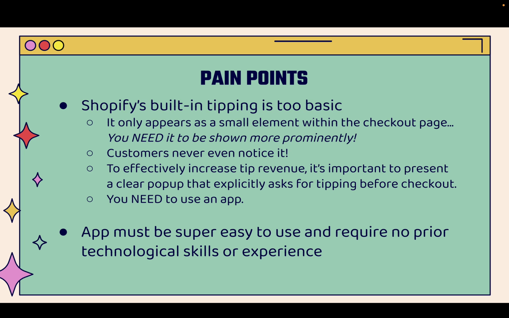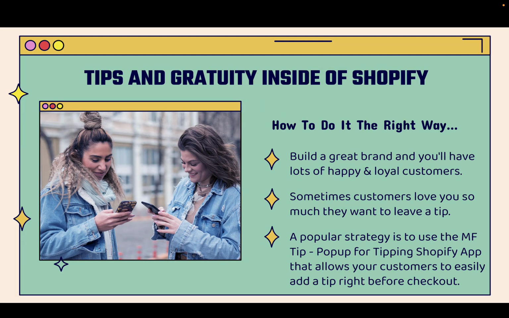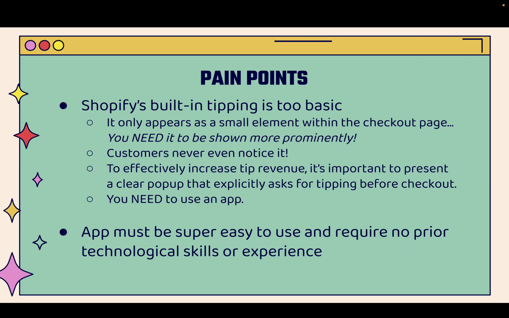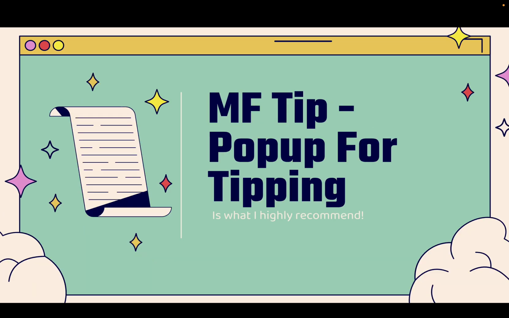And to effectively increase tip revenue, it's important to actually present a clear ask, a clear call to action that explicitly asks for tipping, and we do this right before checkout. To do this, you're going to need to use an app, right? That's why I'm talking about the MF Tip app. The app needs to be super, super easy to use and require no prior technological skills or experience. Incredibly easy. I'll walk you through exactly how to do it. And of course, that's why this video exists.